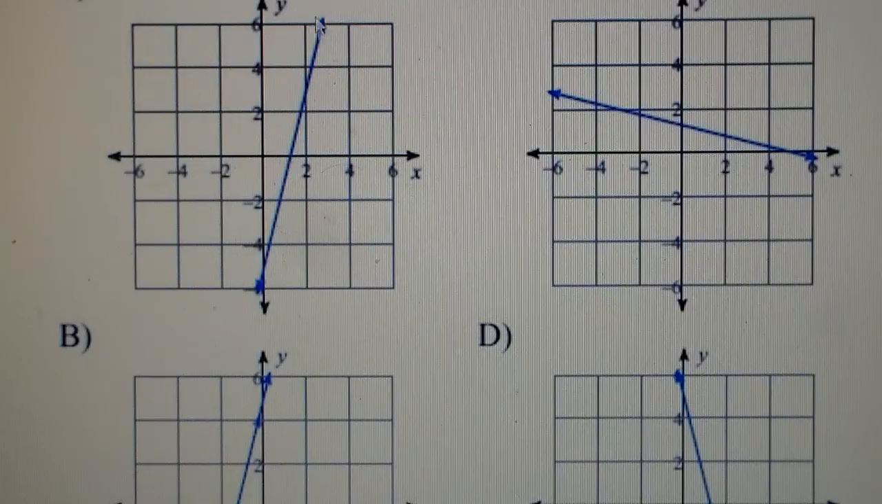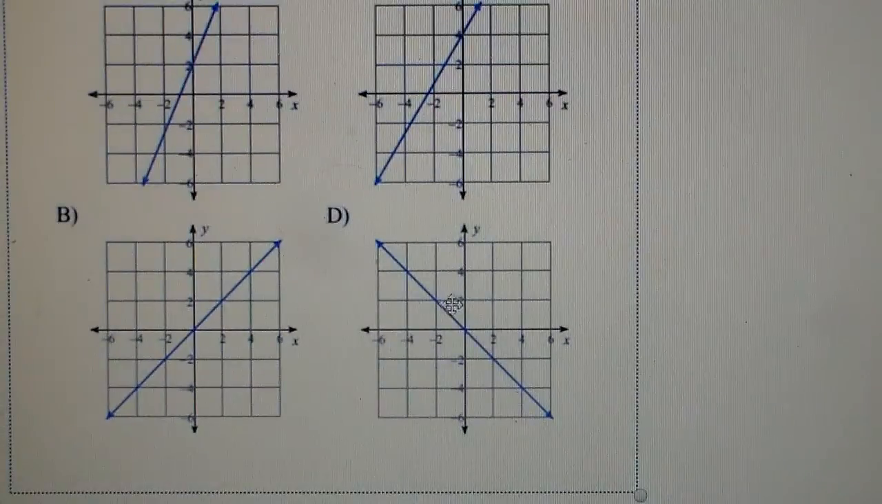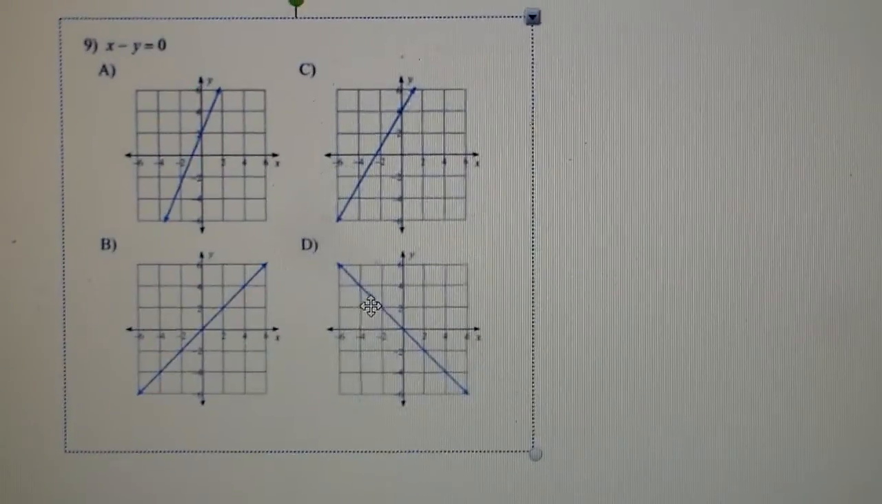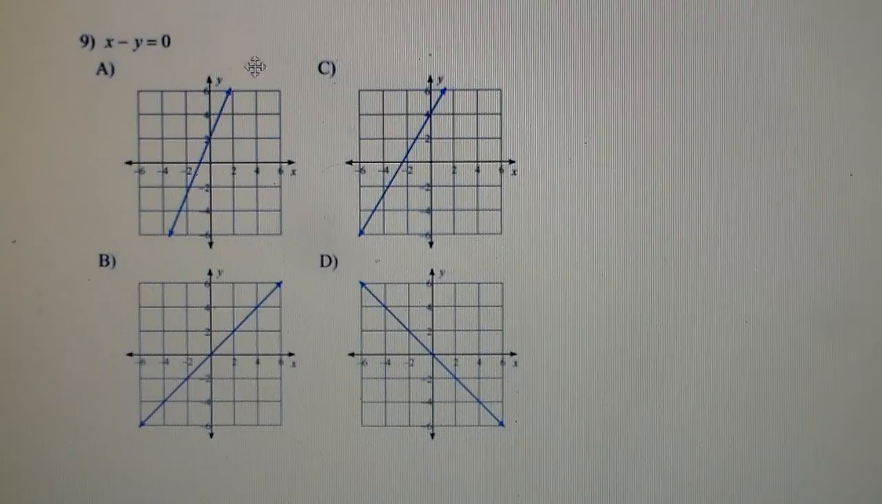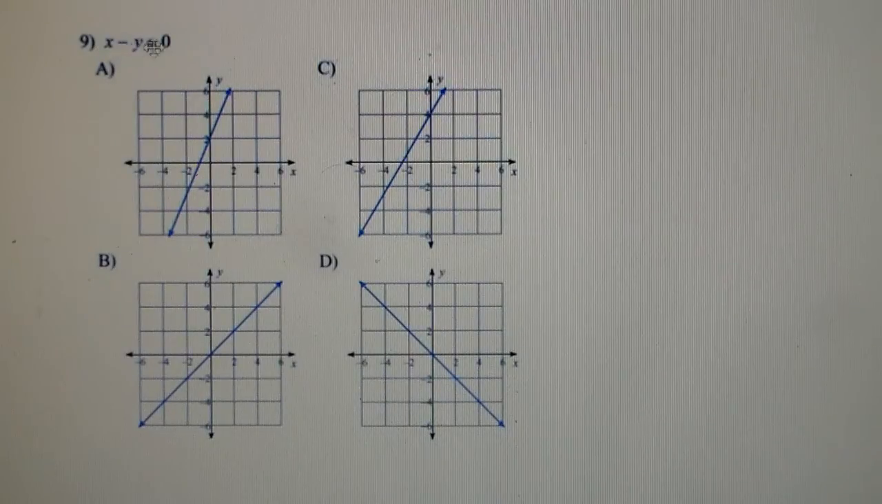All right. Let's do this one. Let's do number 9 here. Alright, so we have x minus y equals 0. So if we eliminate the y, we have x equals 0. And then we have y, so negative y equals 0. We divide both sides by -1. 0 divided by -1 is 0. So we have 0 and 0. That makes things a little bit on the tough side.